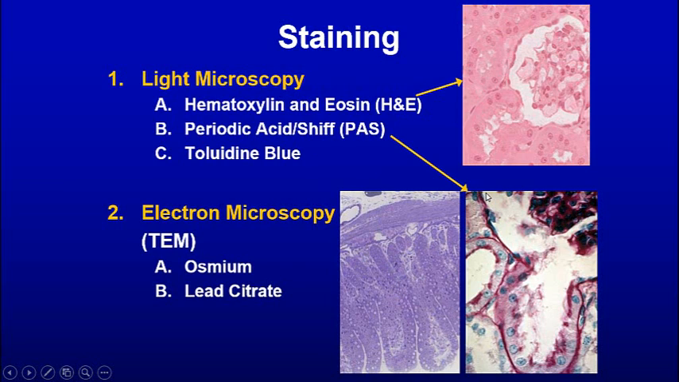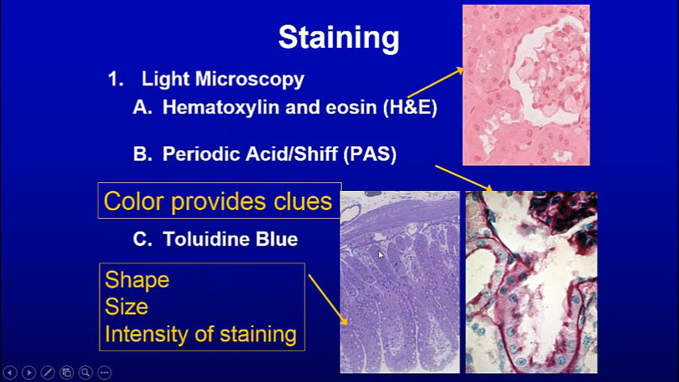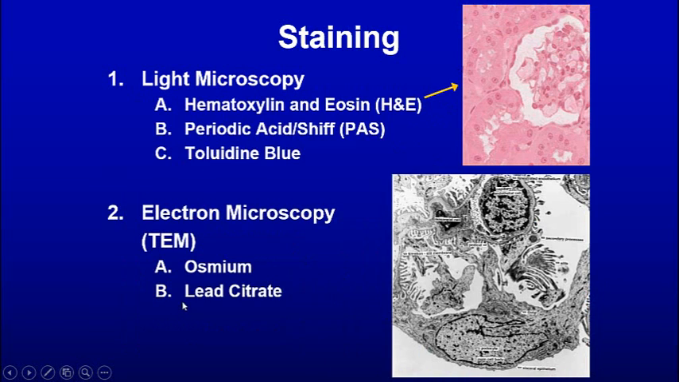And so there's PAS stain, staining for carbohydrates. And you can see the basement membrane is carbohydrate rich of epithelium. And also in this case, the brush border of the proximal tubule is PAS positive, as well as the basal lamina inside the glomerulus itself. Toluidine blue: so H&E, PAS, you can go by the color codes for these, but not with toluidine blue. Shape, size, intensity of stain.